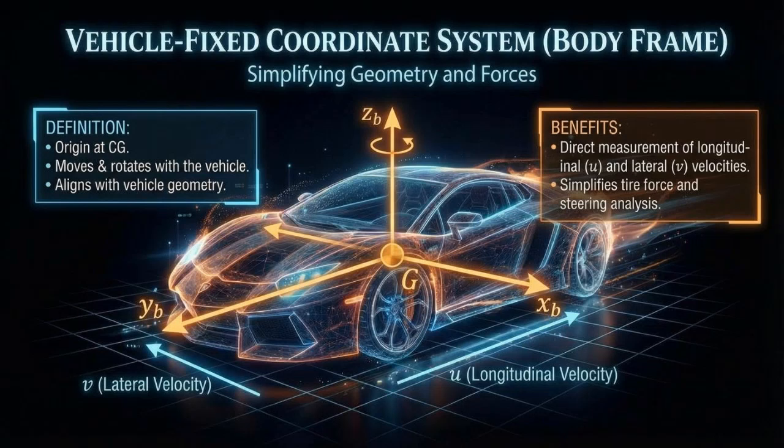The vehicle fixed frame is attached to the vehicle and moves and rotates with it. Its origin is at the center of gravity. The x-axis points forward, the y-axis points to the left, and the z-axis points upward. Because this frame aligns with the vehicle, longitudinal and lateral velocities can be measured directly. This makes tire forces, steering effects, and vehicle dynamics easier to analyze.